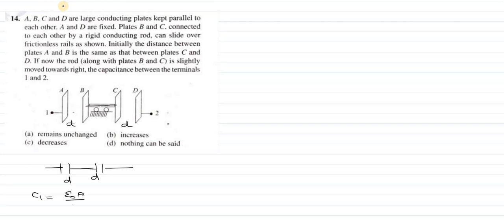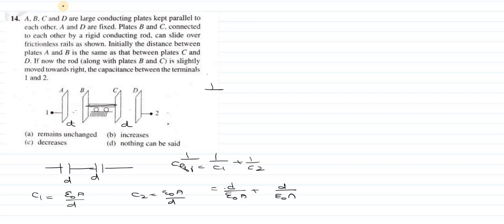C1 is epsilon naught A by D. C2 is epsilon naught A by D. Since the distance is the same, D will be there. So what is the net effective capacitance? Since both of them are in series, 1 by C effective is equal to 1 by C1 plus 1 by C2, which is nothing but D by epsilon naught A, D by epsilon naught A.